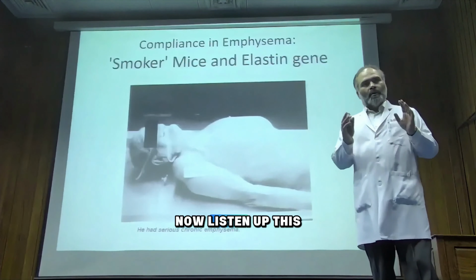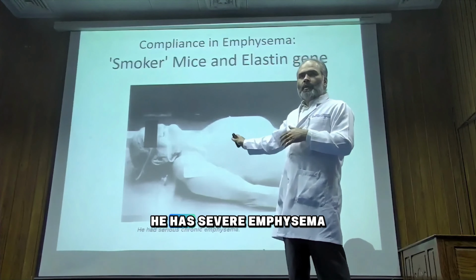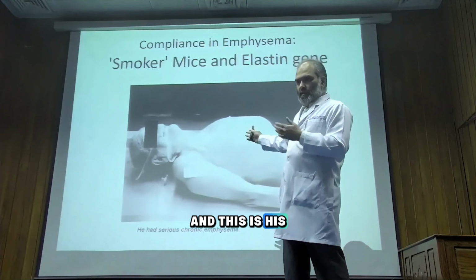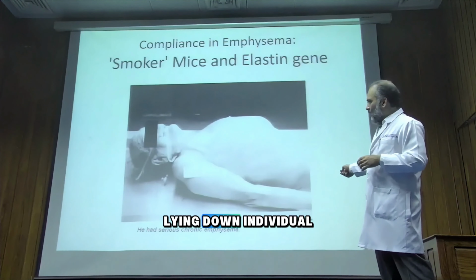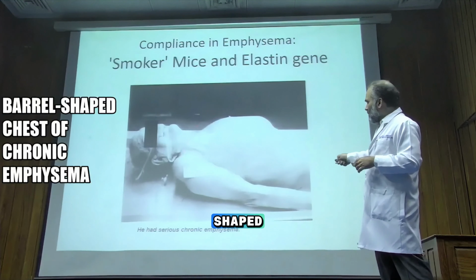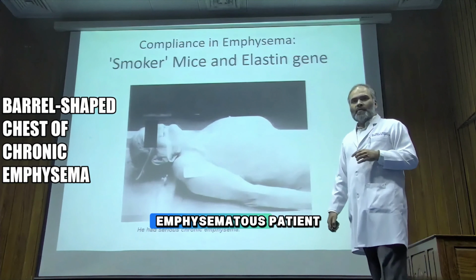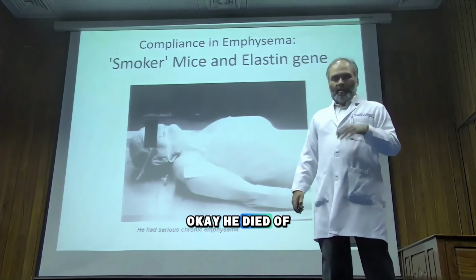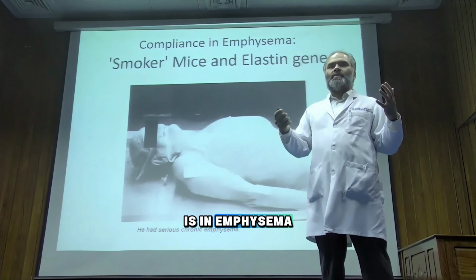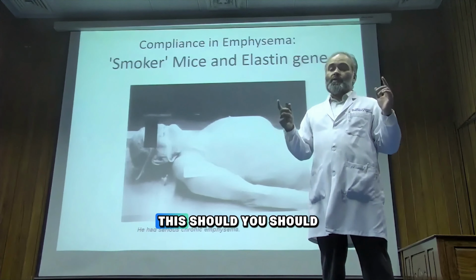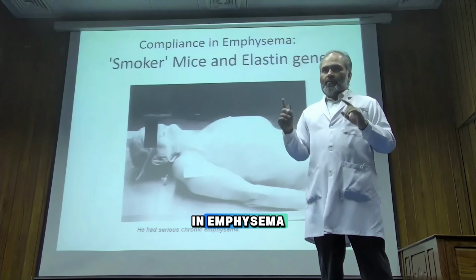Okay. Now listen up. This is pretty cool. Not what happened to the gentleman. He has severe emphysema, and this is his corpse. You can observe the chest in a lying down individual. This is that typical barrel shaped chest of a serious chronic emphysema patient. Okay, he died of emphysema, of air hunger, and the barrel shaped chest in emphysema is there because, you should know this now. Why would there be a barrel shaped chest in emphysema?